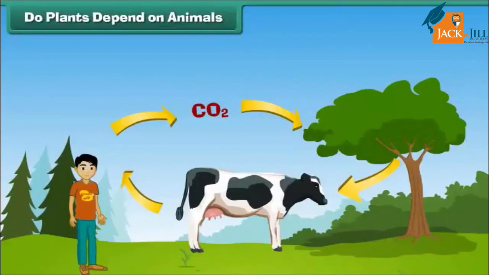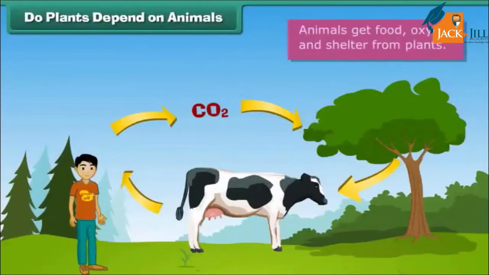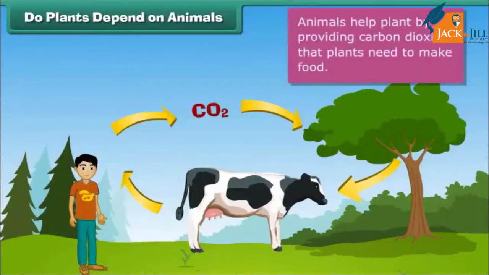Do plants depend on animals? Animals get food, oxygen, and shelter from plants. Do they give anything to plants in return? Yes, plants need carbon dioxide to produce their food. When animals breathe out, they release carbon dioxide and help the plants in making their food by the process of photosynthesis.